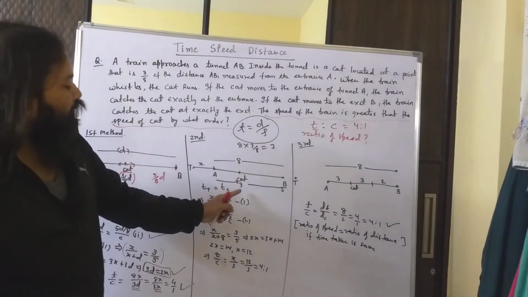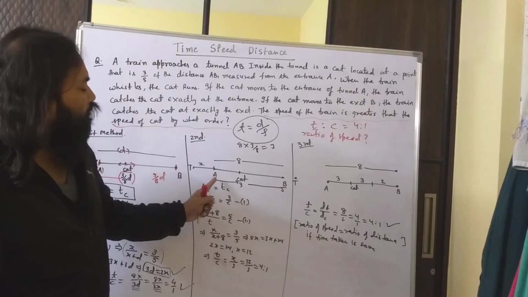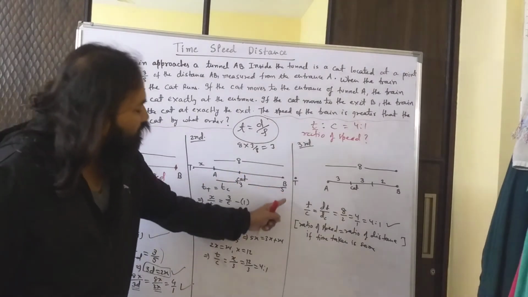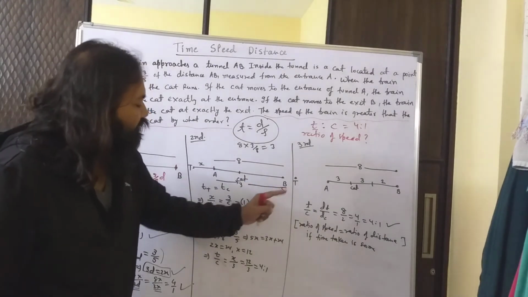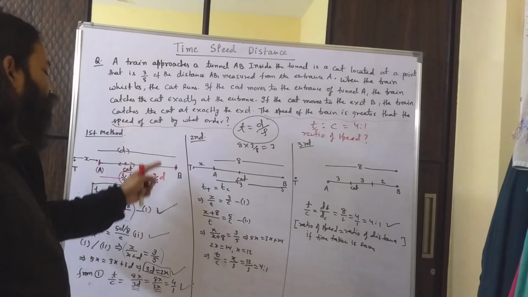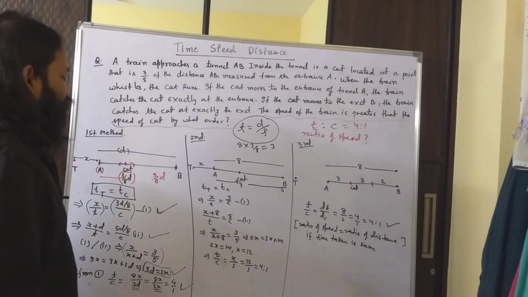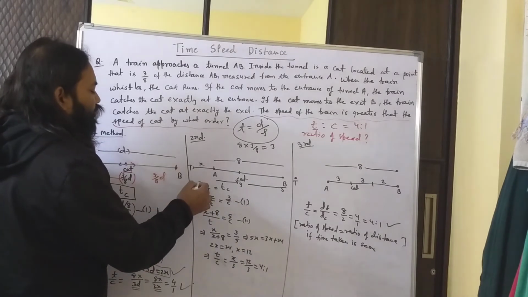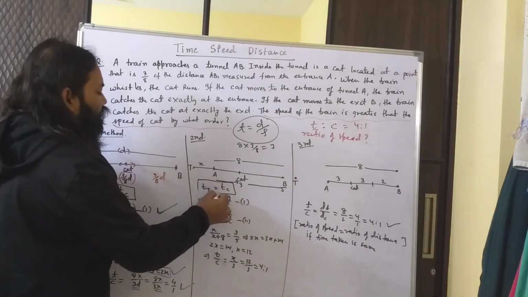So the distance of the cat from the entrance of the tunnel is now 3, and the distance of the cat from the other entrance, or rather the exit, is 5 if I take this as 8. Now we use the same concept, but the calculation will become much simpler. So I am calling it the second method, because definitely it will take less time to solve like this, because there is less calculation.